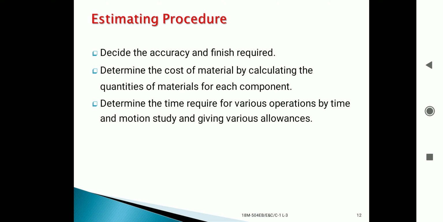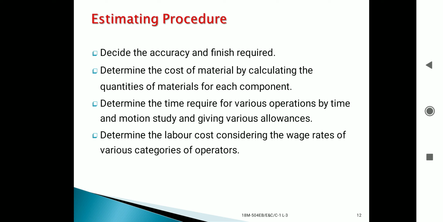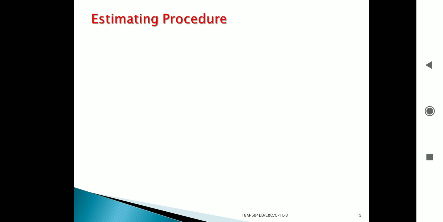Next, determine the time required for the various operations by time and motion study, and give various allowances. Next, determine the labor cost considering the wage rates of various categories of operations. So we need to determine the cost of direct labor and indirect labor, and how much time is spent to manufacture the product. Next, determine the prime cost. Prime cost means direct material cost, direct labor cost, and direct expenses.